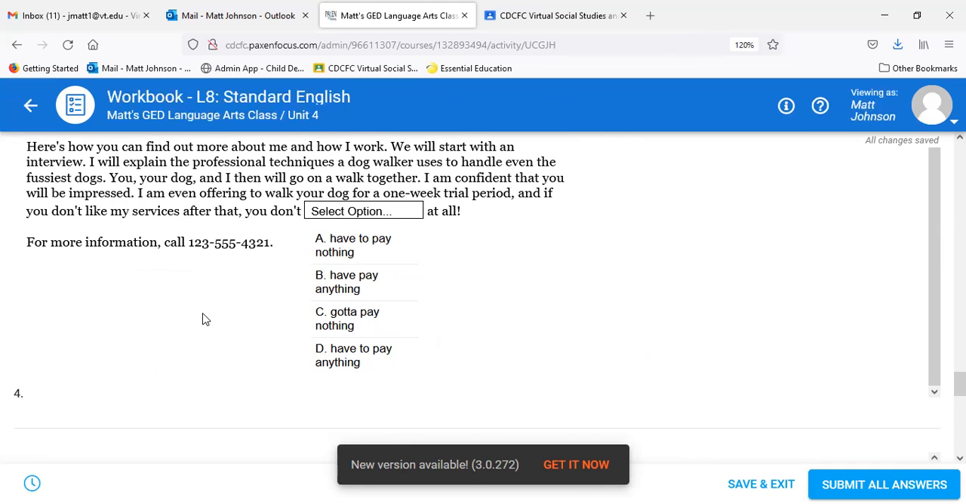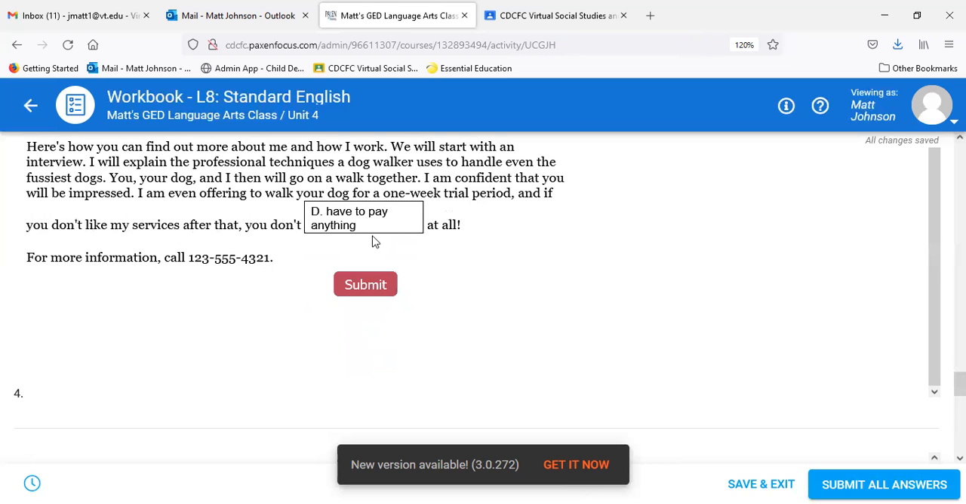Christiana, what do we want here? You don't have to pay anything. D, right? We're running into that, avoiding double negatives a lot in these passages here. But yeah, D, you don't have to pay anything at all. You don't like my services after that, you don't have to pay. Yeah, that's right. Sorry, I was looking for the don't. It's right there in front.